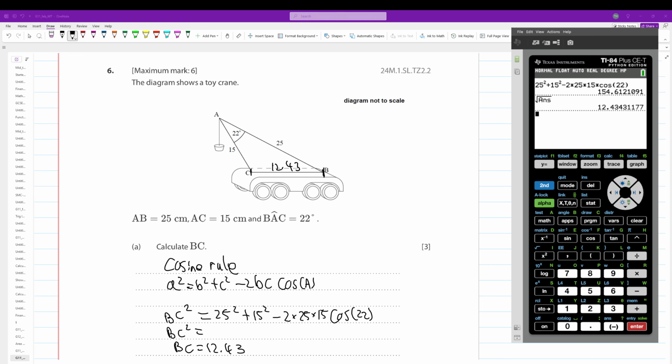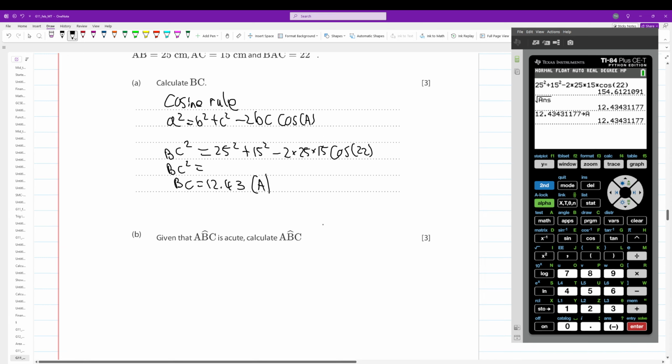I'm very paranoid with these kinds of questions, so I will almost always take that number and store it as a letter, just in case I have to use it later. You should never round values mid-question, or use rounded values in a later question, because the accuracy will mess things up. Okay, so next bit.